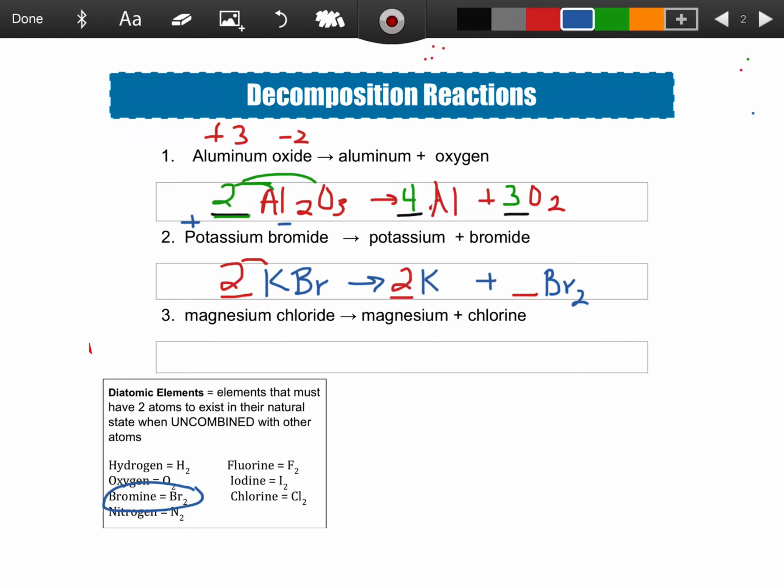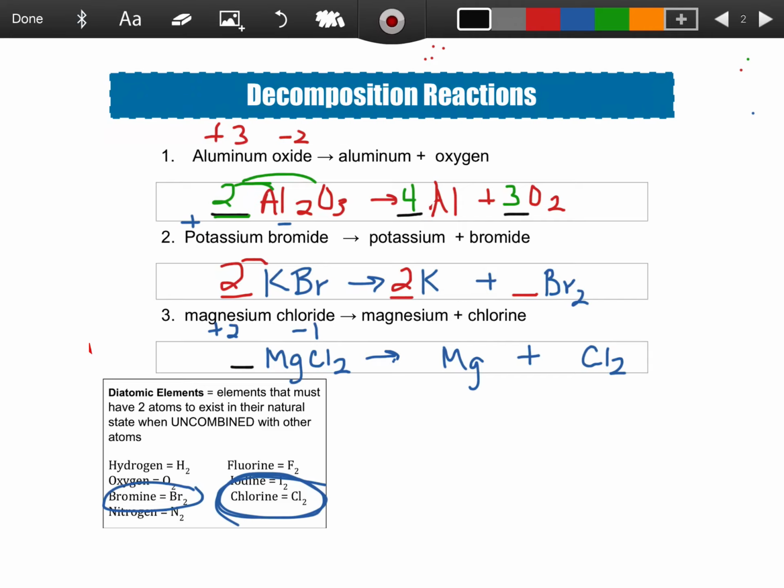All right, the third one, magnesium chloride. Again, since it's a compound, we have to look at the charges. So magnesium is +2, chloride is -1. So when you write your formula, you'll need 1 magnesium and 2 chlorides. And then one of your products is magnesium, so magnesium is not diatomic, so it's just Mg. Chlorine is down here in this list of diatomics, so when chlorine is by itself, you definitely need a 2.